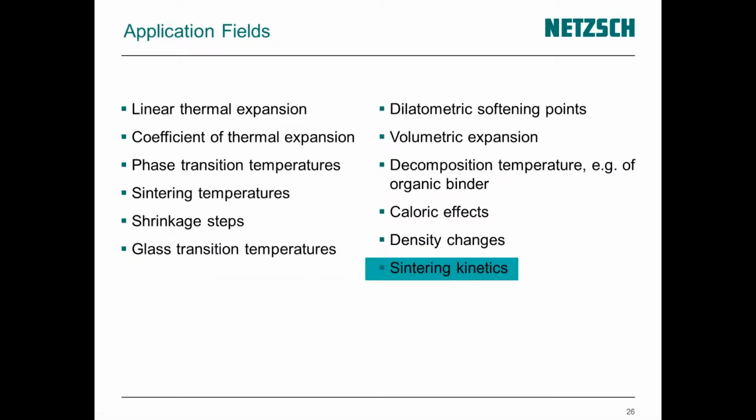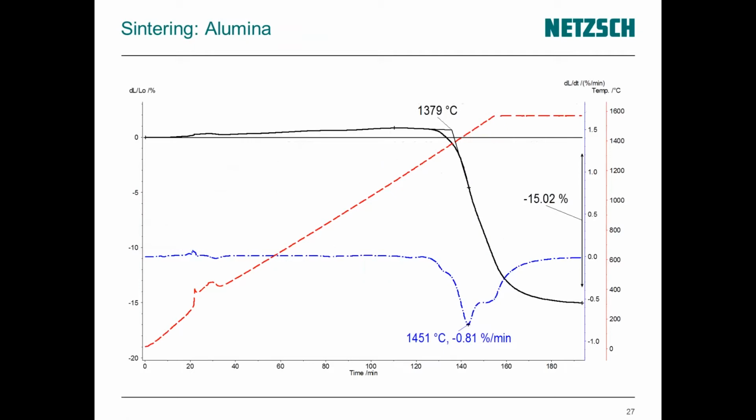So our next topic is the sintering kinetics. Here you see the sintering of an alumina sample. So in black we have again the thermal expansion, in blue the first derivative of the expansion curve, which is also called the sintering rate, and in red we have the temperature increase. So what you see here, sintering starts around 1380 degrees C, and between beginning and end of the isothermal step here we have a shrinkage around 15%.